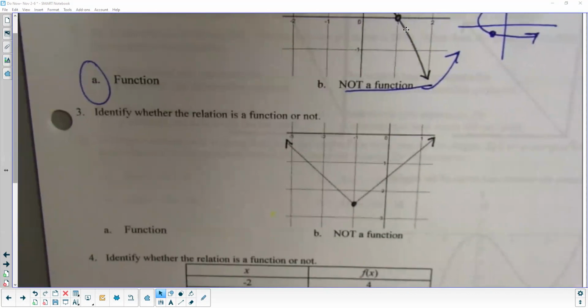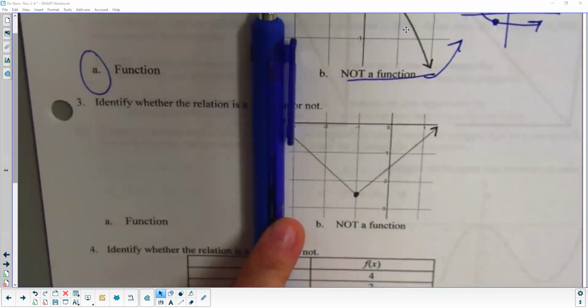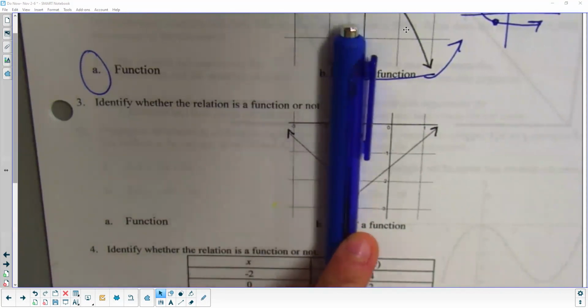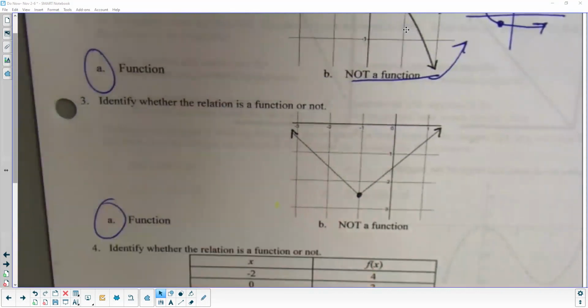All right, same thing, identify whether this is a function. This is still a graph, so I'm going to take my pencil, go all the way across, making sure it doesn't touch 2 separate points, and it doesn't, meaning it is a function. It is a function.